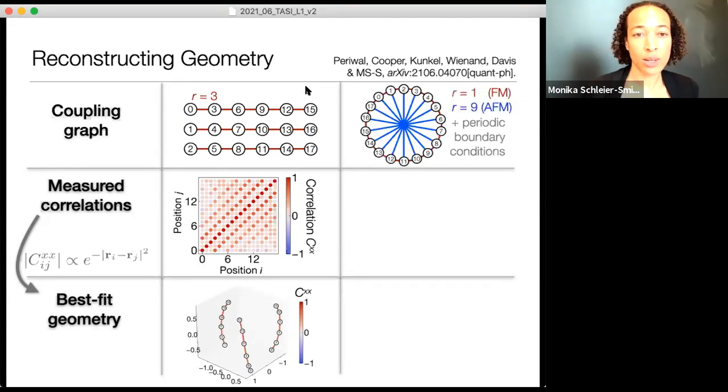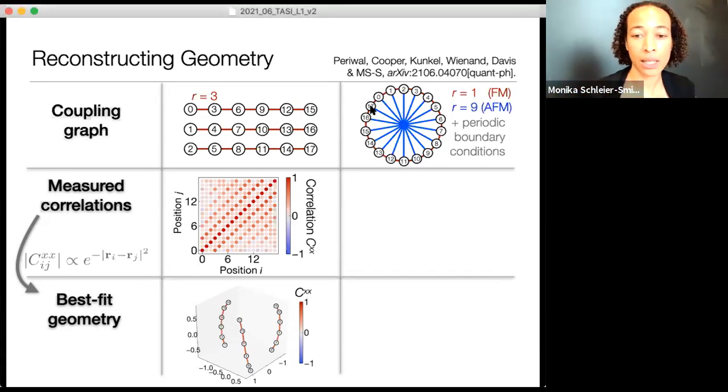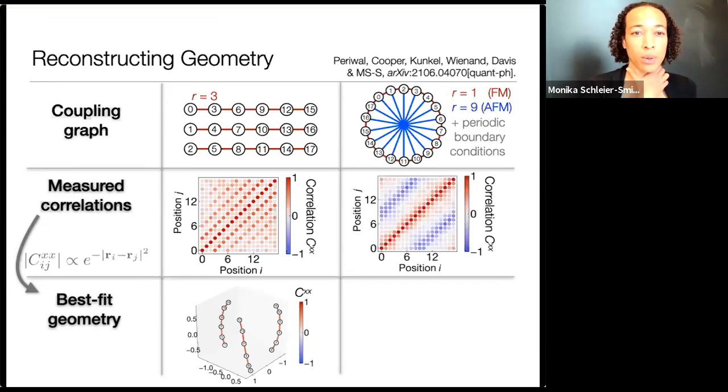We can be fancier and say, let's turn on interactions for nearest neighbors, periodic boundary conditions, and let's also connect opposite ends of the ring. In this case, I'll do ferromagnetic interactions between nearest neighbor sites, anti-ferromagnetic interactions across the ring, and just for fun, because we can do that, it's just the phase of our modulation waveform that dictates whether it is ferromagnetic or anti-ferromagnetic. Okay, we measure some correlations. Any thoughts what will pop out from this one?